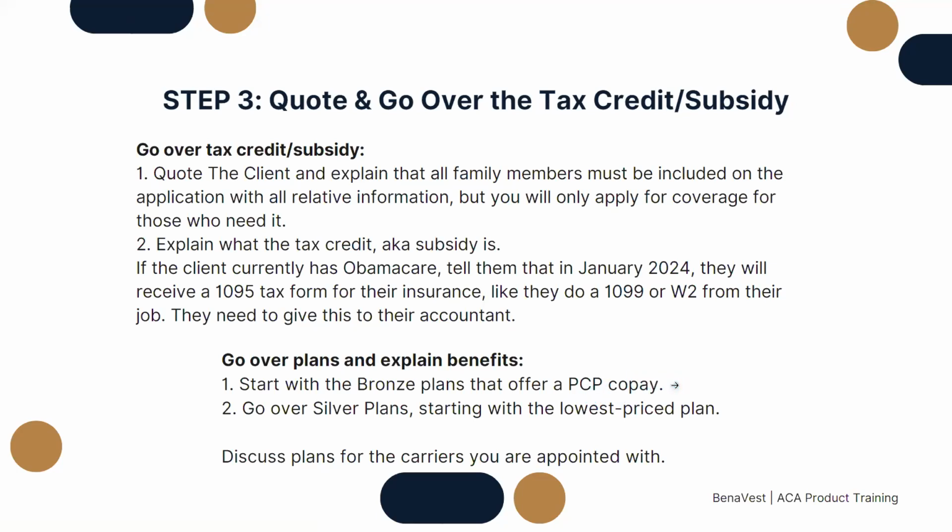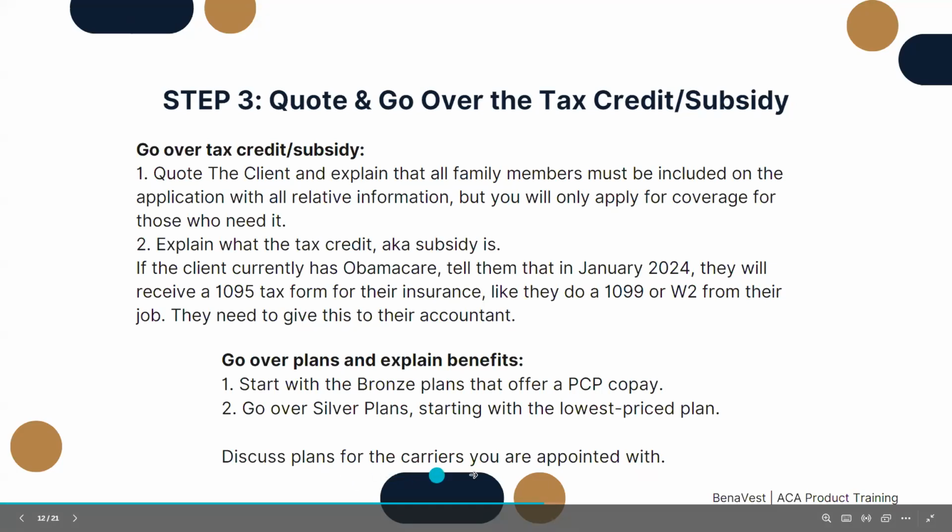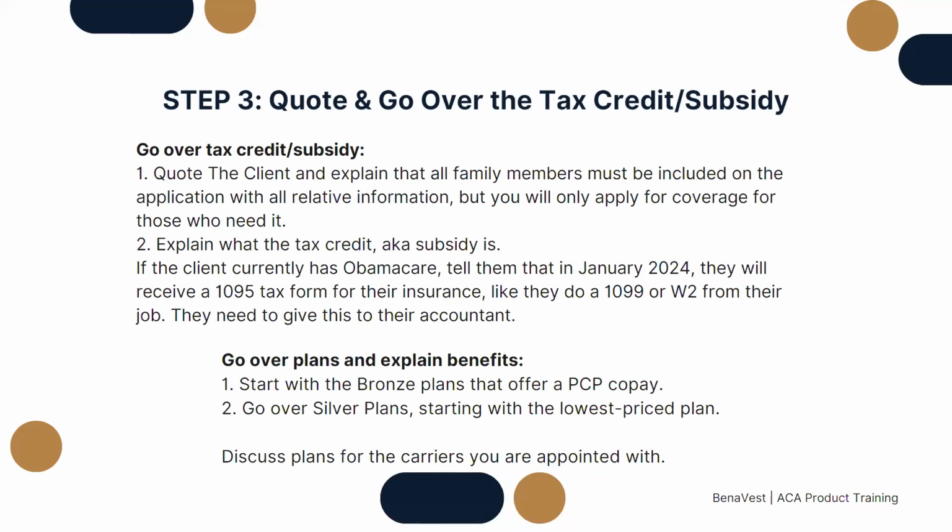And then after that you go over the silver plans, starting with the lowest price plan, of course. You're going to discuss plans for the carriers you are appointed with. So let's say you're not appointed with Florida Blue; you're going to kind of skip over that carrier. You can touch on it, but you can let them know about the network and things like that for the My Blue plan.